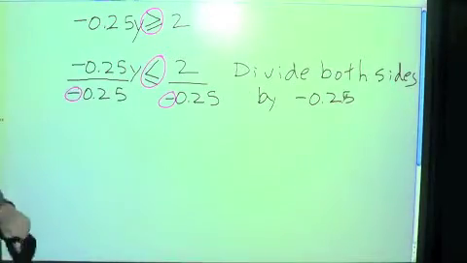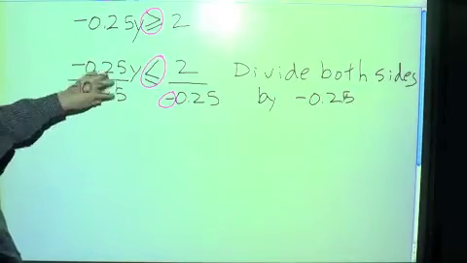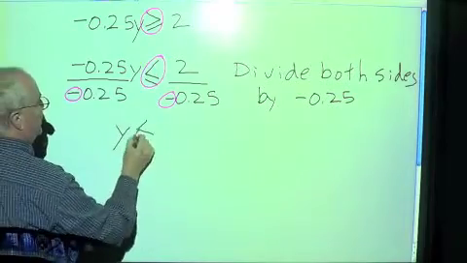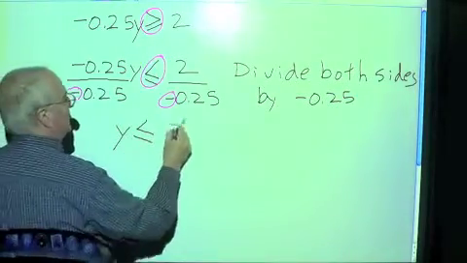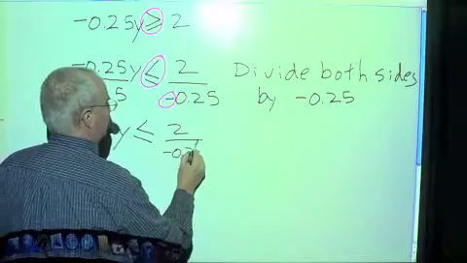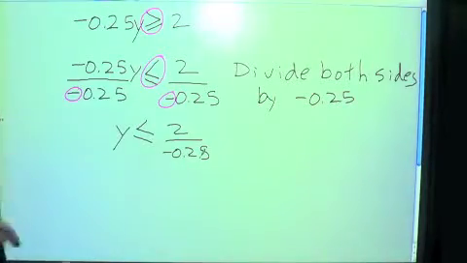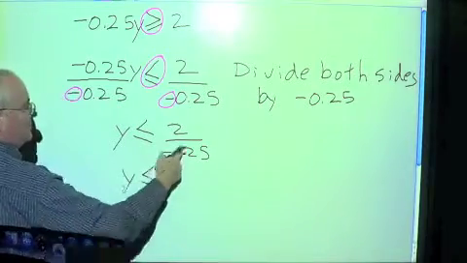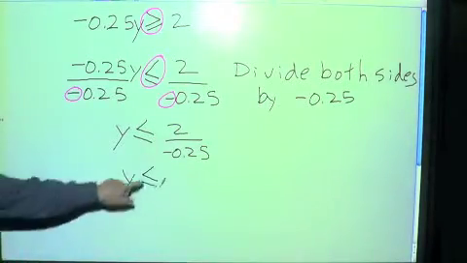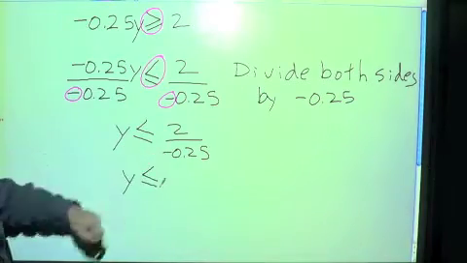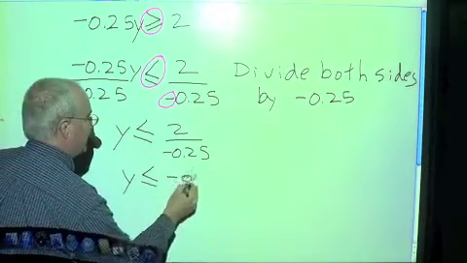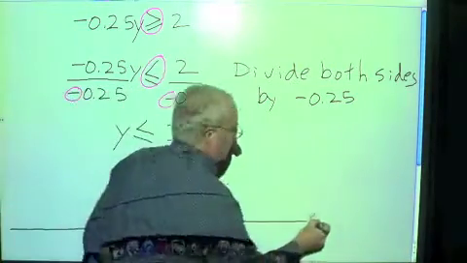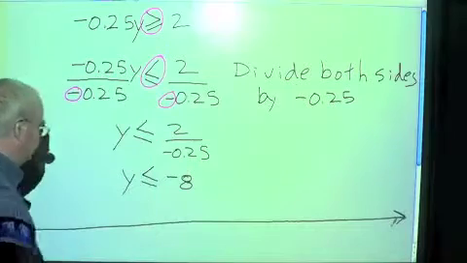Now let's simplify that. Negative 25 hundredths divided by negative 25 hundredths. Anything divided by itself is equal to 1. That's going to leave us with y less than or equal to 2 divided by negative 25 hundredths. Okay, we can simplify this part. Take your calculator and do that. Don't forget the negative. That's going to make this side negative 8. Alright, let's draw our number line. See what we can do with this.